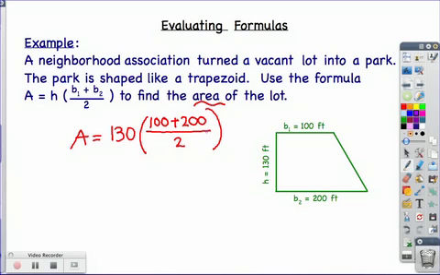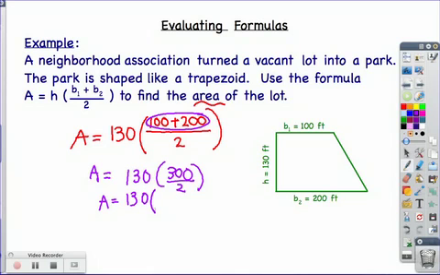300 divided by 2 is 150. In order to multiply this, I can do 13 times 15 and then add 2 zeros at the end. So 13 times 15 is 195 with the 2 zeros, 19,500 feet squared is the final answer.